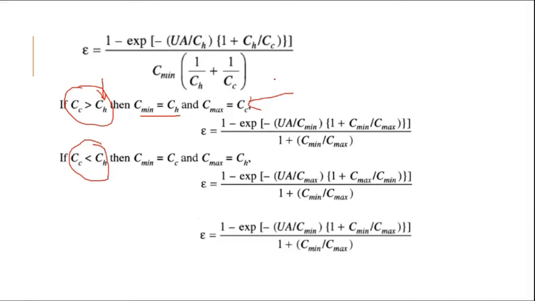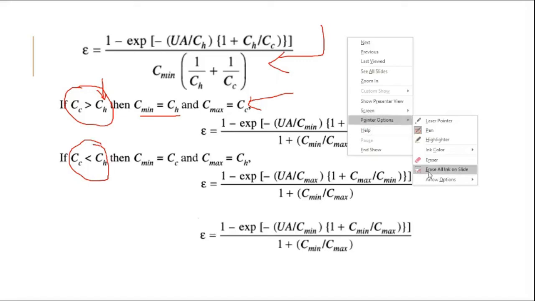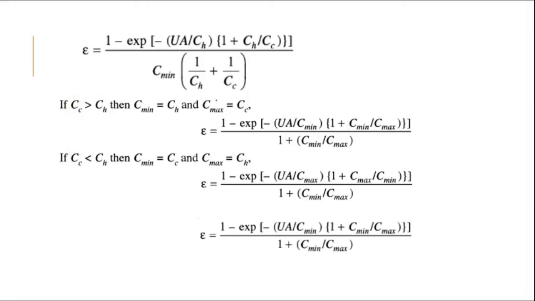No, sir. Okay. When we are doing this, see what we are going to get in this particular relation, or how the relation is going to change. We will be getting 1 minus UA divided by CH, and CH is equal to what? Cmin or Cmax for this case?